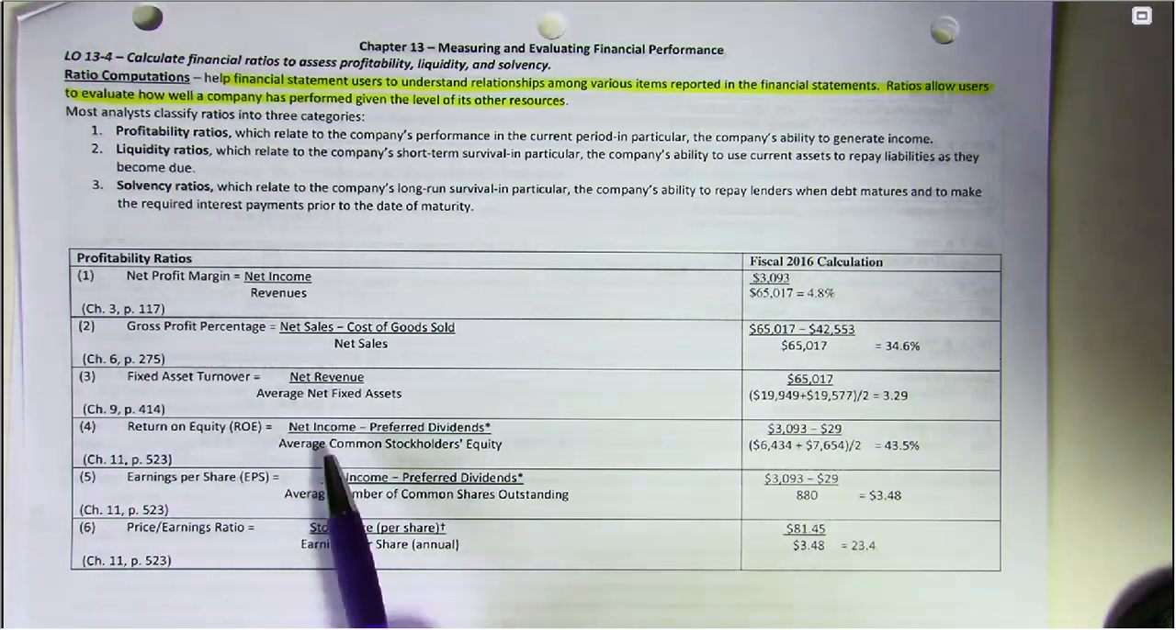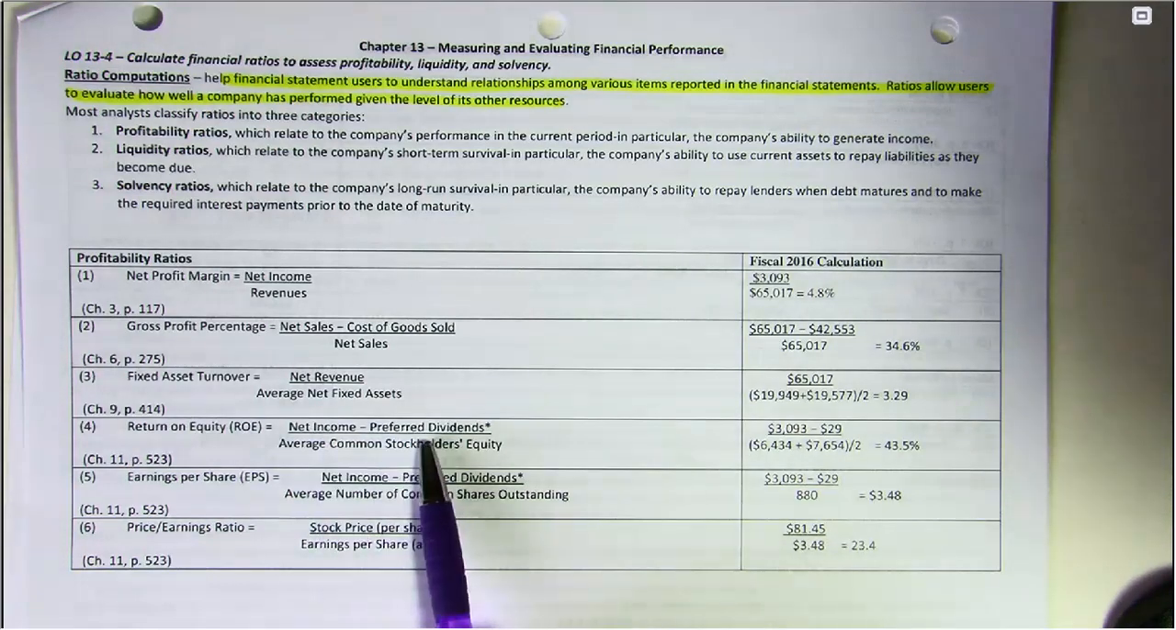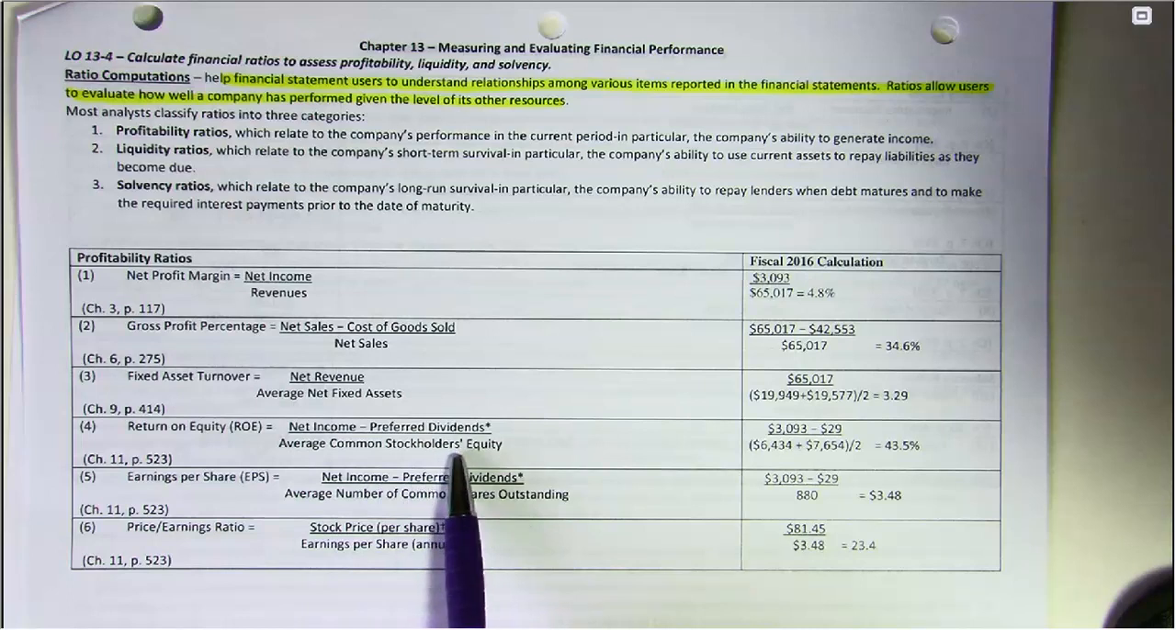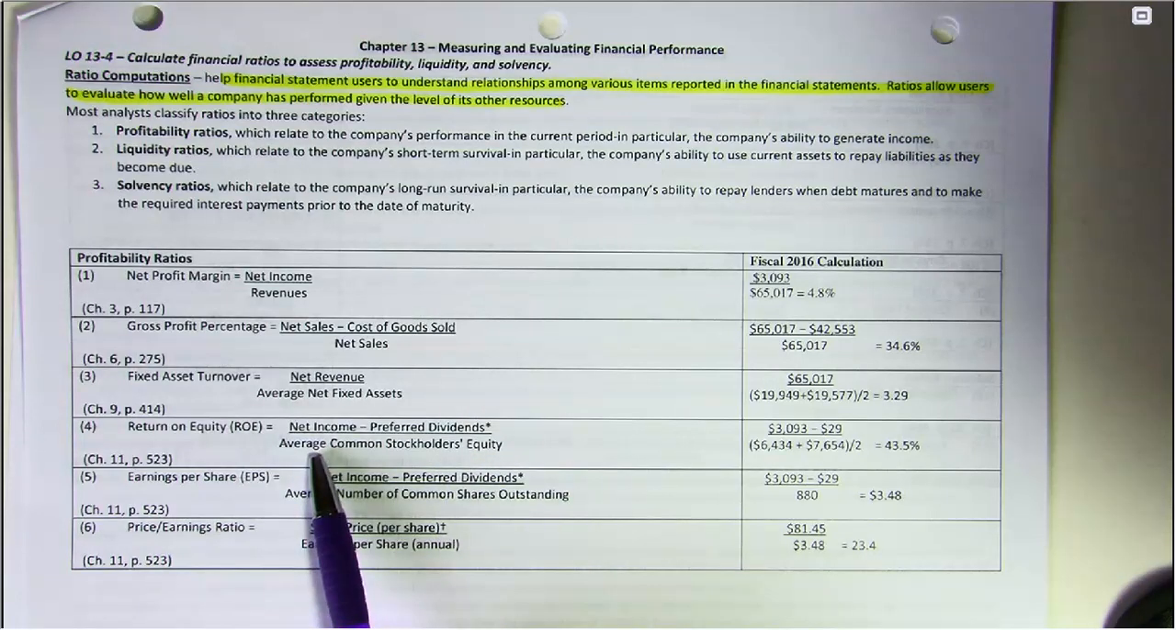For this one, we take our net income and we subtract out preferred dividends if there is preferred stock. So we want the net income that's available only to common stockholders. And then we divide by the average common stockholders' equity. Again, we usually take the end of last year's common stockholders' equity, add the end of this year's common stockholders' equity, and then divide by 2 to get our average.